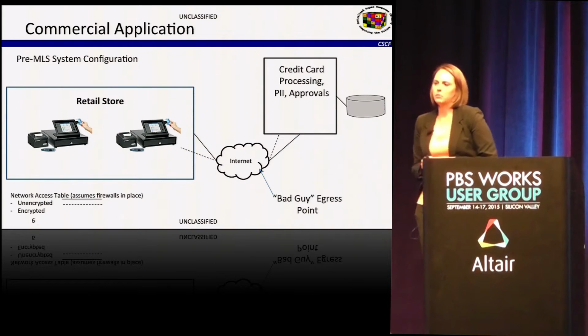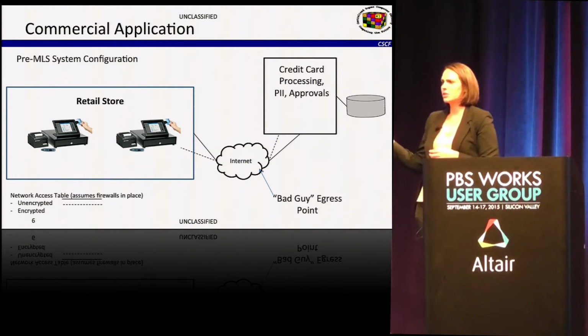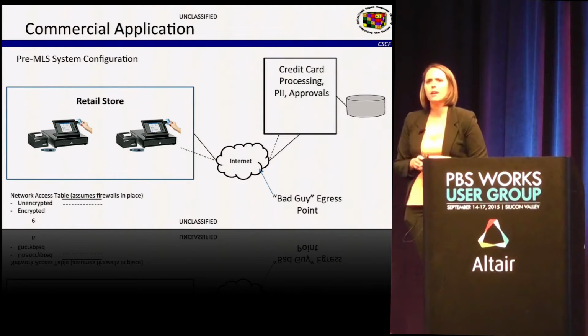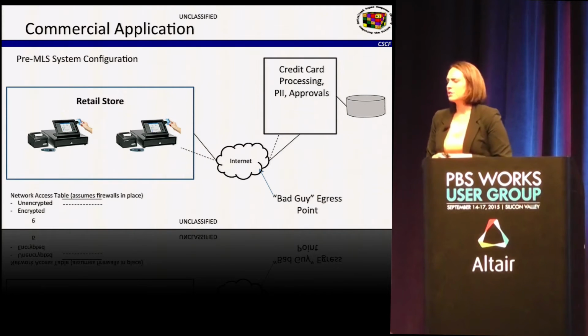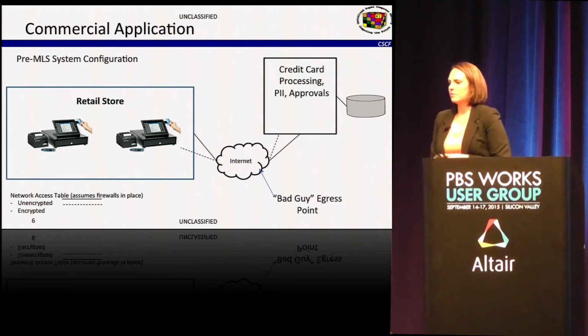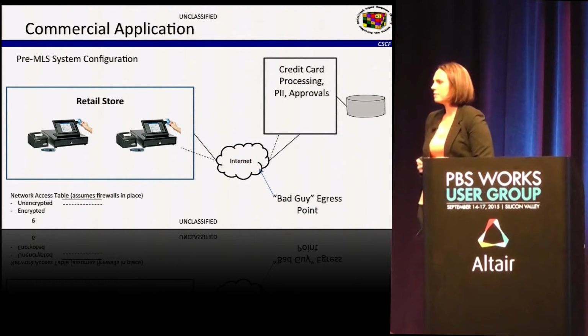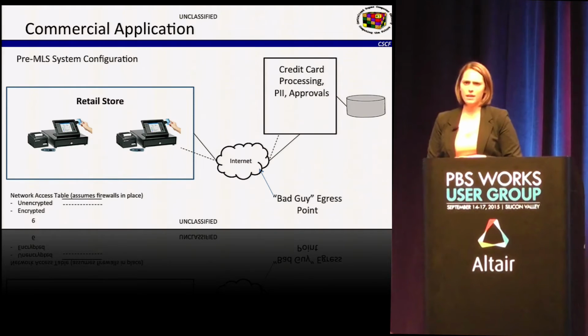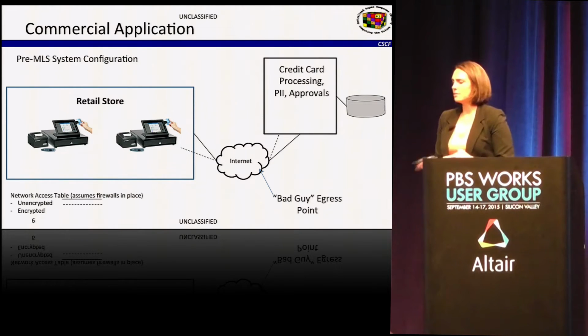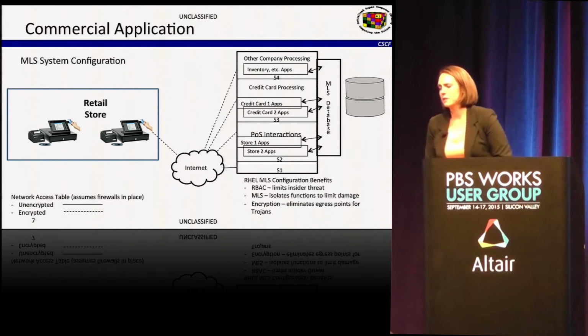Now a basic commercial application. You have your retail store, you have a back-end server doing your credit card processing, holding your PII, doing any type of approvals. That's all being done over the internet, whether unencrypted or encrypted traffic. Your internet's also your bad guy egress point. There have been a lot of commercial vendors recently that have had credit card processing stolen, that type of thing. They were not running in an MLS configuration.